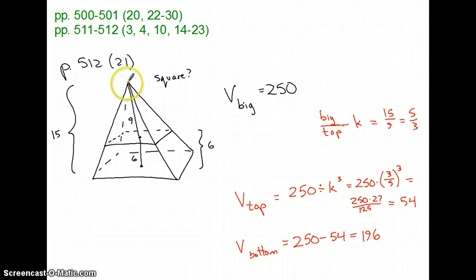So that means any length on the big one is going to be 5/3 longer than any length on the small one, and that means any volume is going to be 5/3 cubed times any volume on the top one. Well, you know the big one first, so I have to divide by 5/3 cubed. 250 divided by 5/3 cubed is like writing 250 times 3/5 cubed. Invert and multiply, and I get 54. Then if I know this top volume is 54, I know the total volume is 250. It's just about subtraction to get the volume of the bottom thing there.